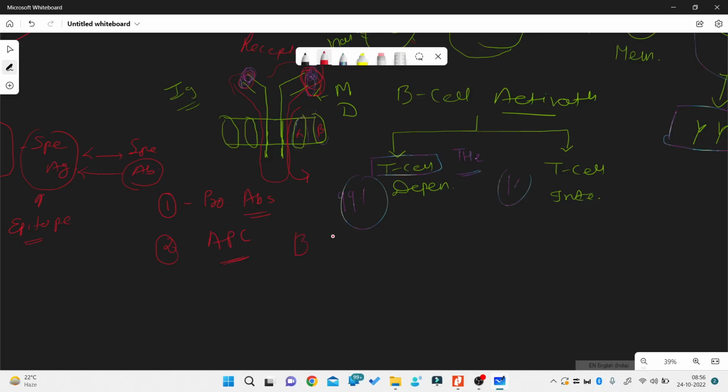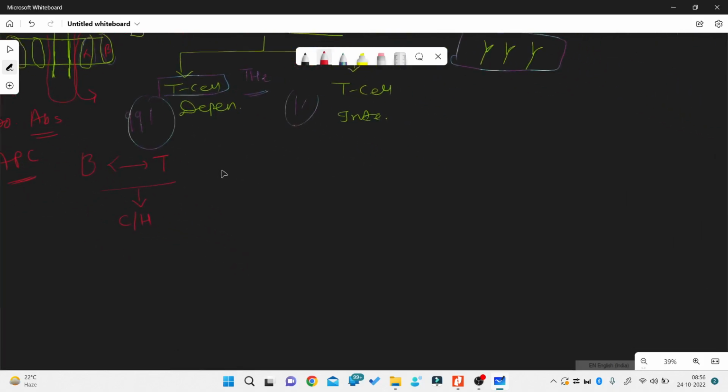So B cell and T cell work very synchronously. T cells help B cell, B cell also helps T cells, and both will provide us this cell mediated and the humoral mediated immunity. So I hope this much is clear. Now we'll focus on this T cell dependent pathway, right?